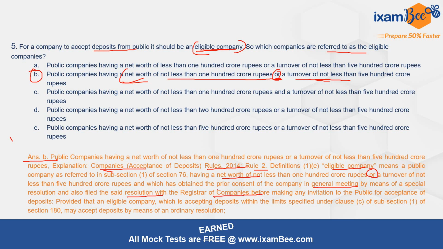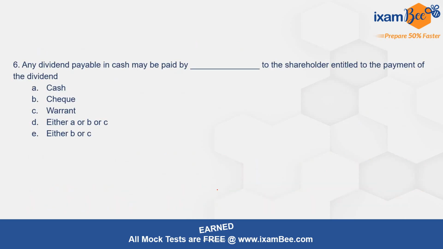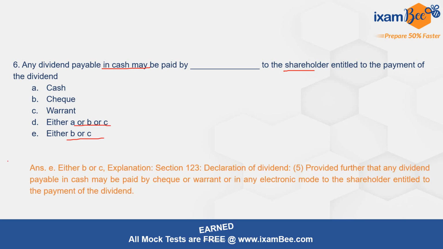So now moving on to our very next question, that is question number 6, and that talks about any dividend payable in cash may be paid by dash to the shareholders who are entitled to the payment of dividend. And you have the option of cash, check, warrant, either A, B or C, and either B or C. And the correct option with respect to this is either B or C, which is option number E, which is B or C, our warrant or check.